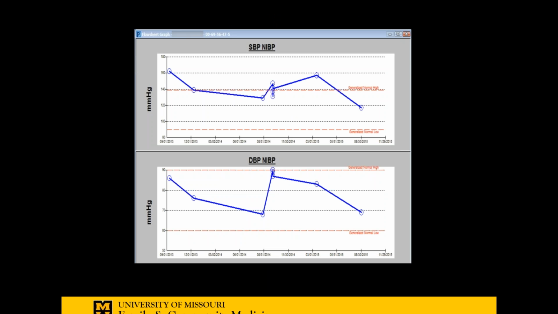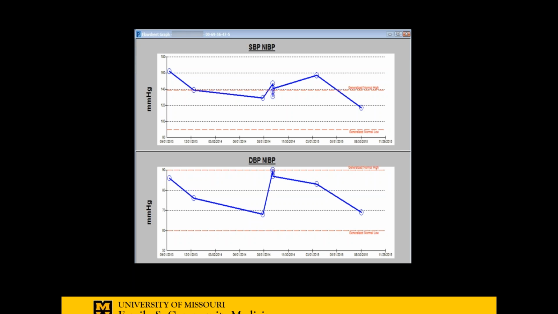So graphs are a great solution to this. This is from our EHR. They're very simplistic graphs. They have two red lines that show where the normal range is. For diabetes, it would be slightly lower. These are set at 140 and 90. And you can see that this patient's diastolic on the bottom is nearly always in control, but their systolic goes above and below that red line. And so is this patient in control, or are they not in control?